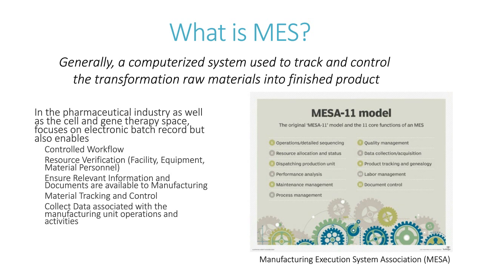It's to understand, do we have the right raw material? Are we processing it correctly? Do we have the right work in progress? And are we making the finished product correctly according to the procedures? The other thing that will become more and more important as we move forward with cell and gene therapy is collecting data associated with the unit operations and activities for analysis.